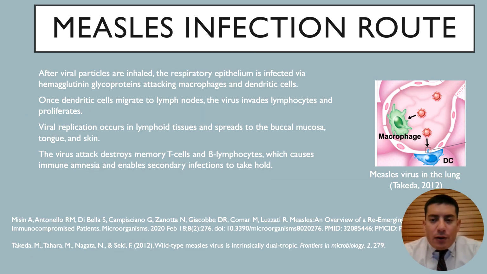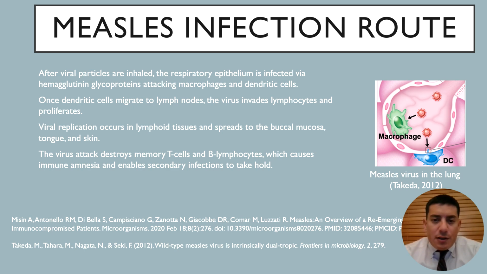Once you inhale the viral particles, the infection starts in the respiratory lining. The virus uses hemagglutinin glycoproteins to target and attack macrophages and dendritic cells. When the dendritic cells travel to the lymph nodes, the virus hitches a ride. It invades lymphocytes and starts proliferating. From the lymphoid tissues, it spreads to the mouth, the tongue, and the skin.